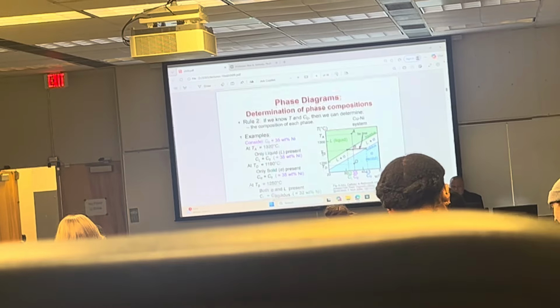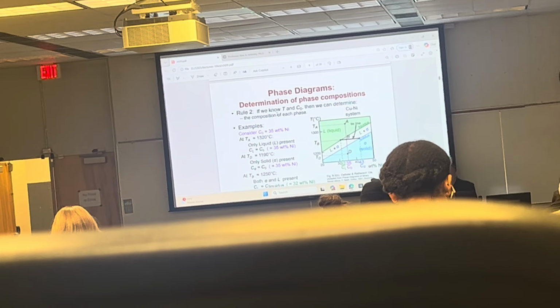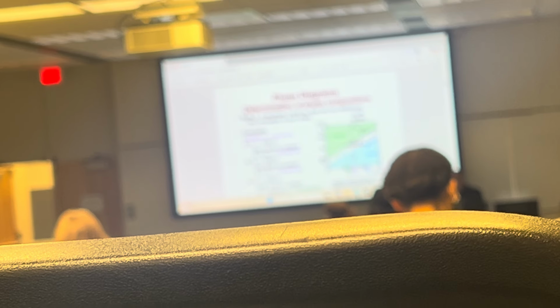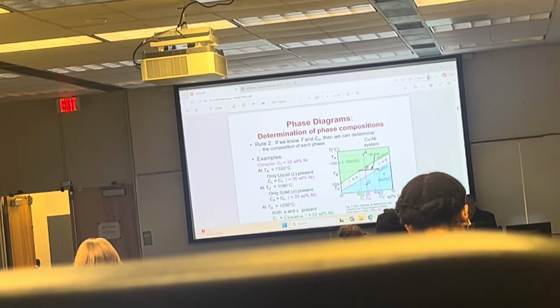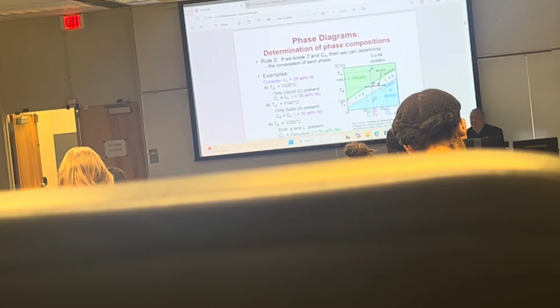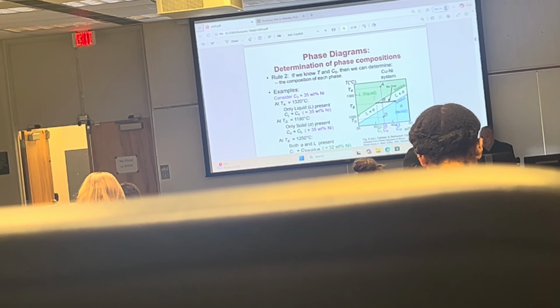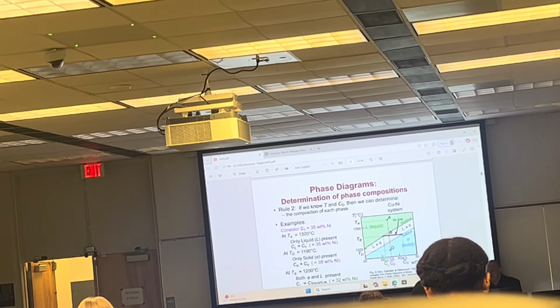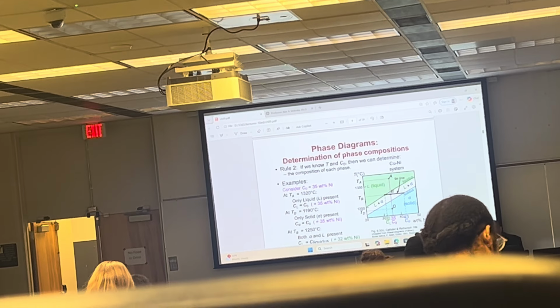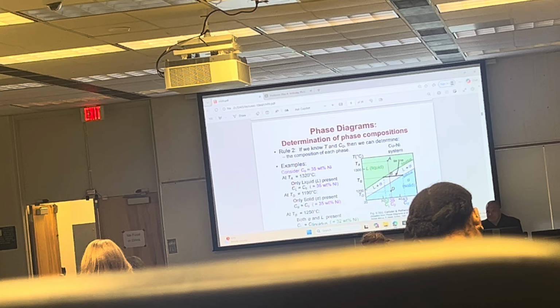Okay. The second rule: if we know temperature and the initial composition, we can determine the composition of each phase. Now this part is a little tricky. Let me explain. If we are in a single phase region, here, or here, like this is solid, this is liquid, whatever this composition is in terms of the weight percent nickel, that is the composition.